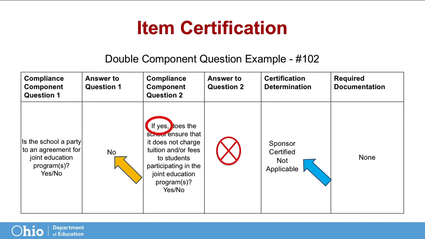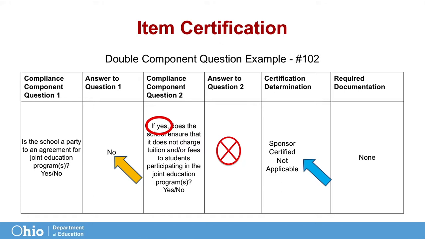Now let's take one more look at one more possible result for item 102. If you answer no to the first question, there is no need to answer the second question, as you will see the question begins with if yes. If you enter a response for question 2, the certification determination will indicate do not answer question 2. In that case, simply delete the response for question 2, and the certification determination will display the appropriate response. In this case, the determination is sponsor certified not applicable.